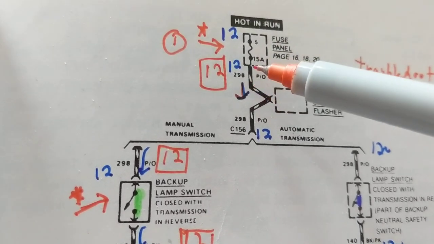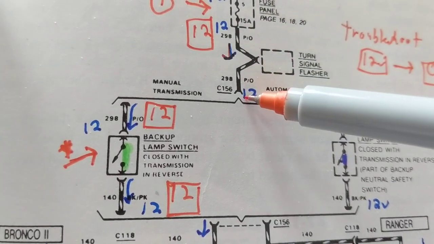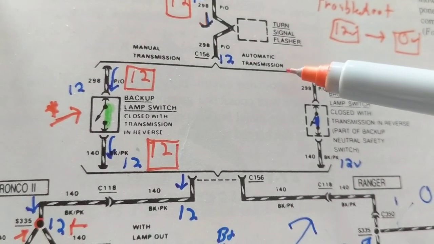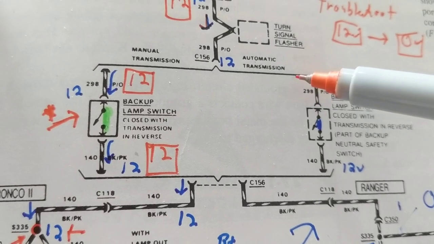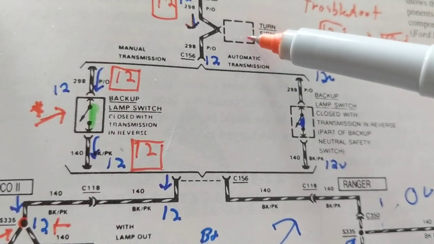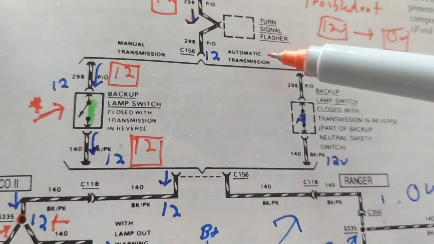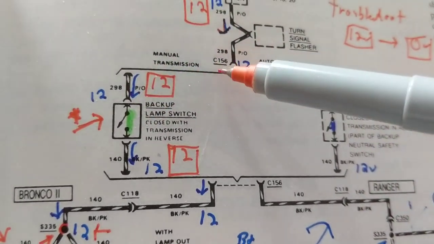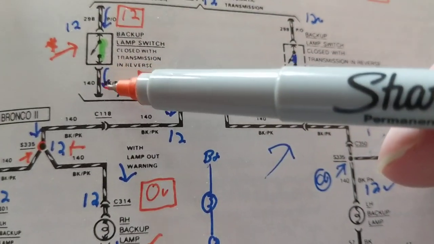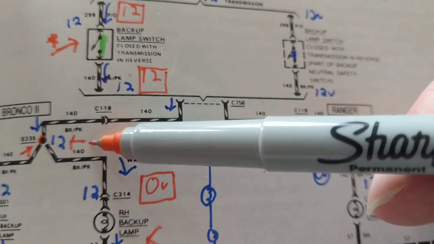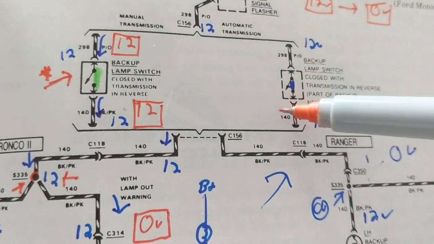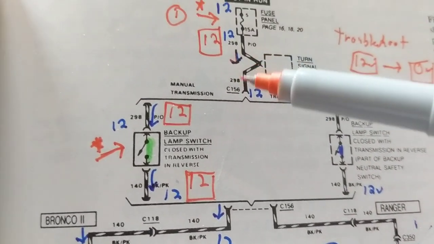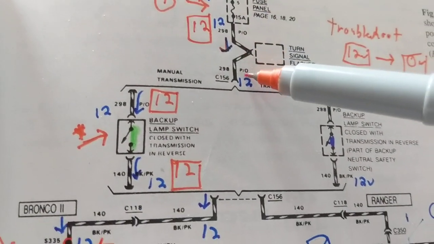So the current flows here, over here. Now we have two choices. Are we in manual transmission or are we in automatic transmission? If we are in automatic transmission, we follow this line. If we are in manual transmission, we follow this line. And we both come out here. And for automatic transmission, you will come out here. So therefore, current flows here.